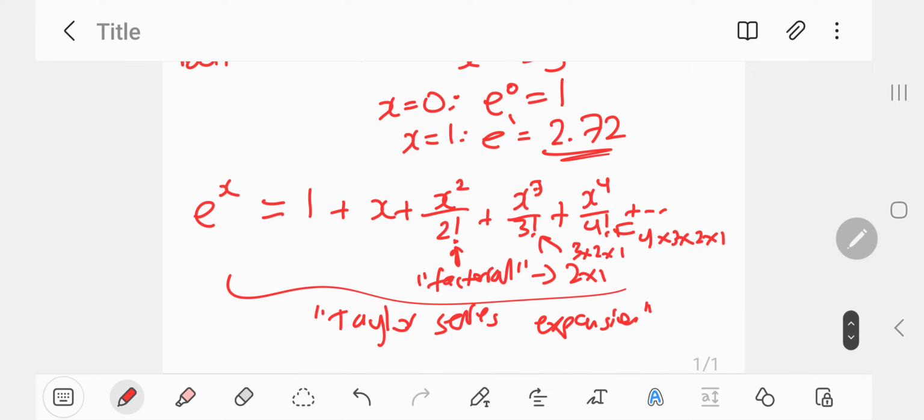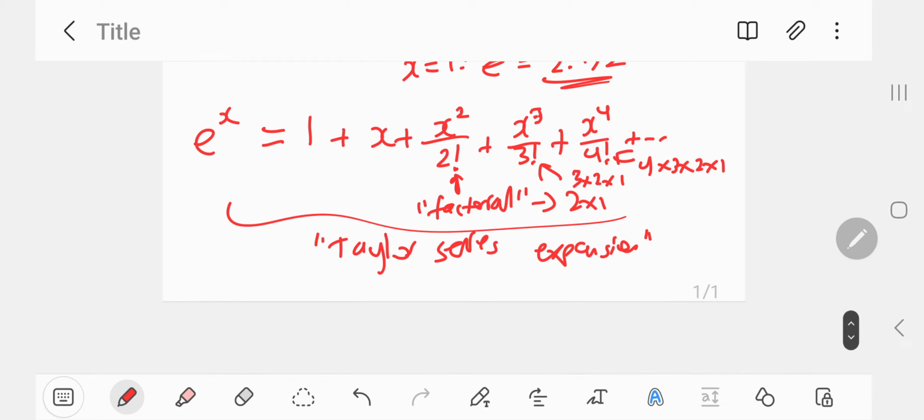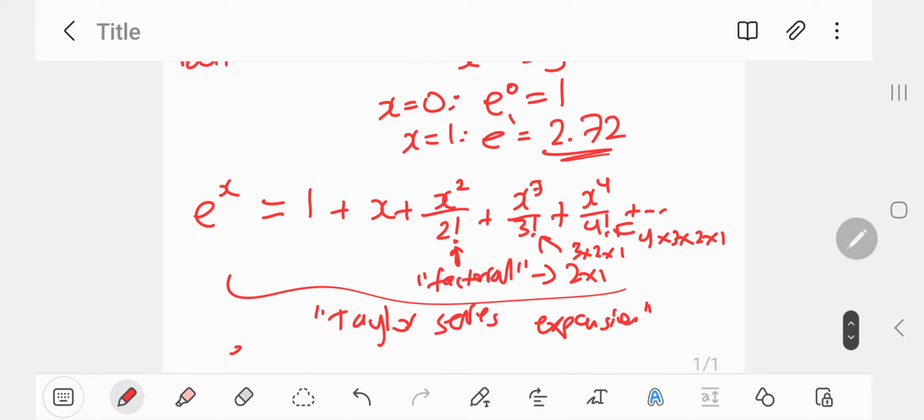This allows us to approximate the value of e to the x for any given value of x. Why? Because it's like breaking down a complex function into smaller, simpler pieces. For example, 123 can be expressed as 100 plus 20 plus 3. It's just breaking it down. That's what we've done here. I'll continue in the next video on this idea of an expansion.